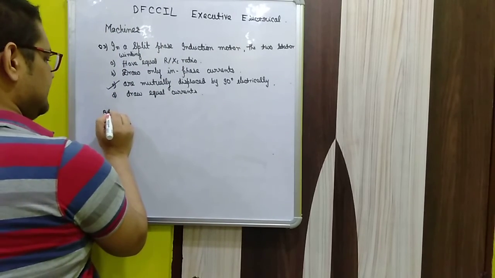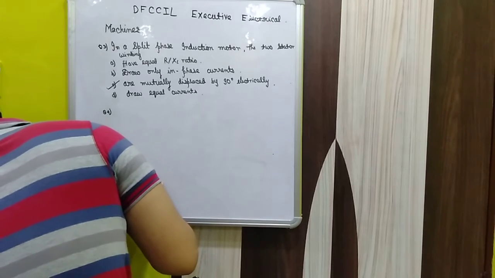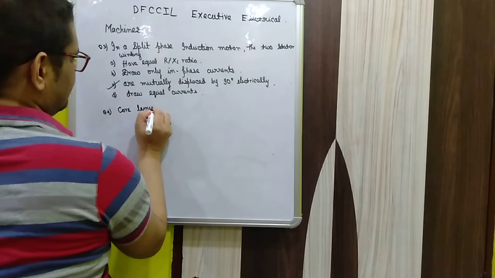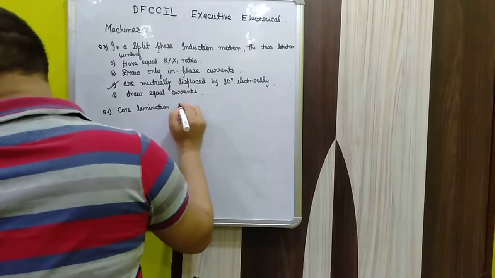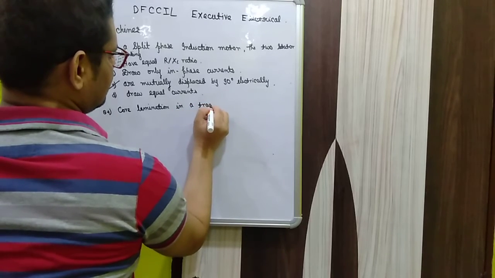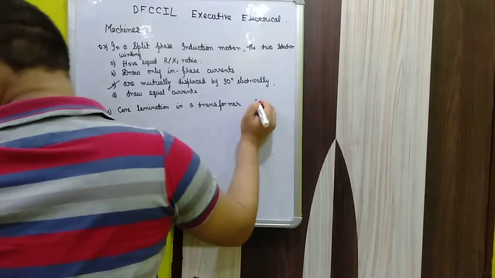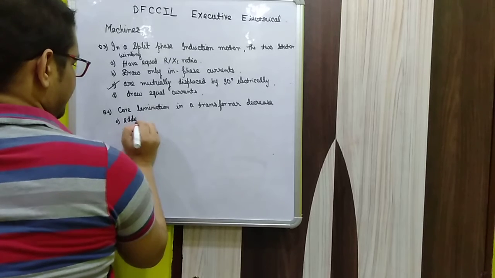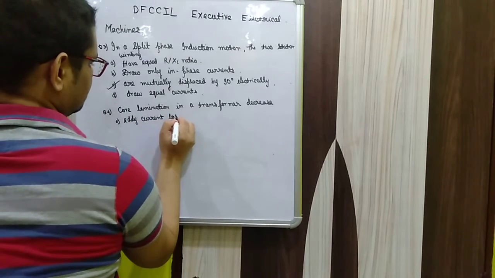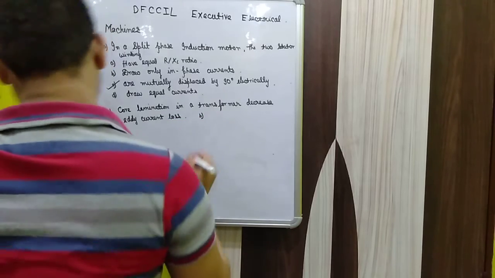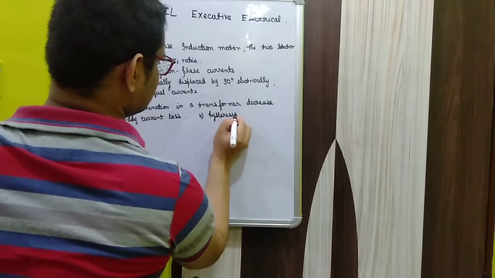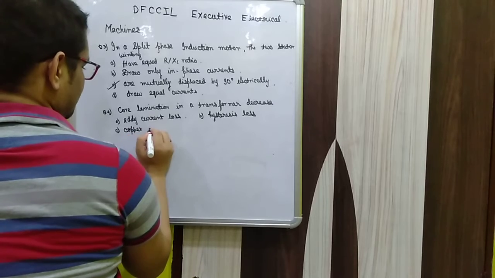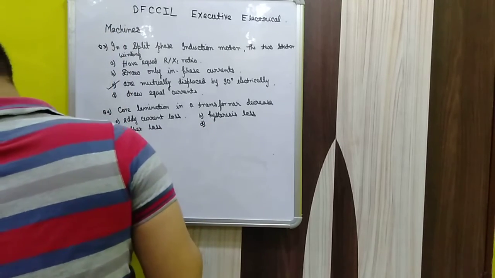It's a theoretical question. There's nothing much to explain about it. Going to question number 4. Core lamination in a transformer decreases what? Option A is eddy current loss. Option B is hysteresis loss. Option C is copper loss, and option D is leakage reactance.